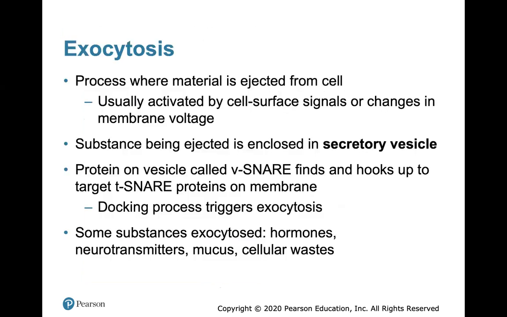And then exocytosis is the process where material is ejected from the cell. It usually is activated by cell surface signals or changes in membrane voltage, where the substance being ejected is enclosed in a secretory vesicle. The protein on the vesicle is sometimes called the V snare. It'll find and hook up to a T snare target protein. And this is just the docking process that will trigger exocytosis. And things that will be exocytosed from the cell will be hormones, neurotransmitters, mucus, or cellular wastes.